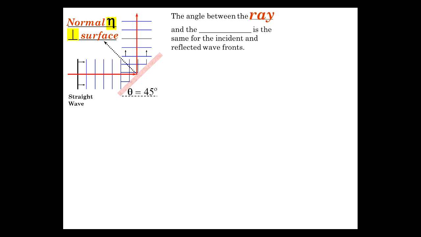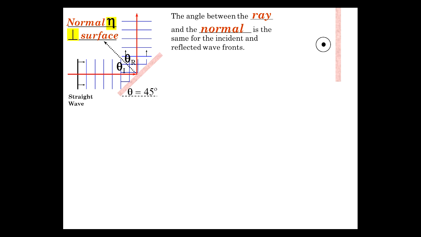So what is it exactly? It's the angle between the ray and the normal. That's what we mean by incidence and reflection. So this is the angle of incidence between the ray and the normal, and the ray's angle of reflection. So there you go. Those are always the same.